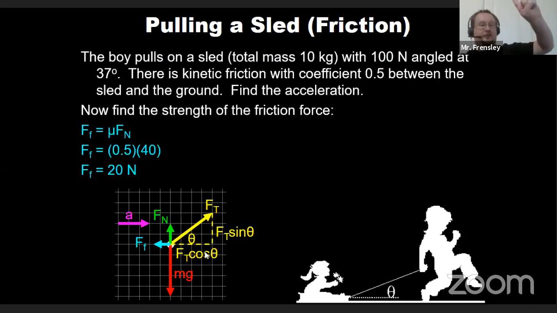Okay, so 80 newtons. Look what I'm pointing to. 80 newtons minus 20 newtons equals m, which is 10, times a. So then 80 minus 20 is 60 net newtons. Equals 10, the mass, times acceleration. So the acceleration would be 6 meters per second squared.